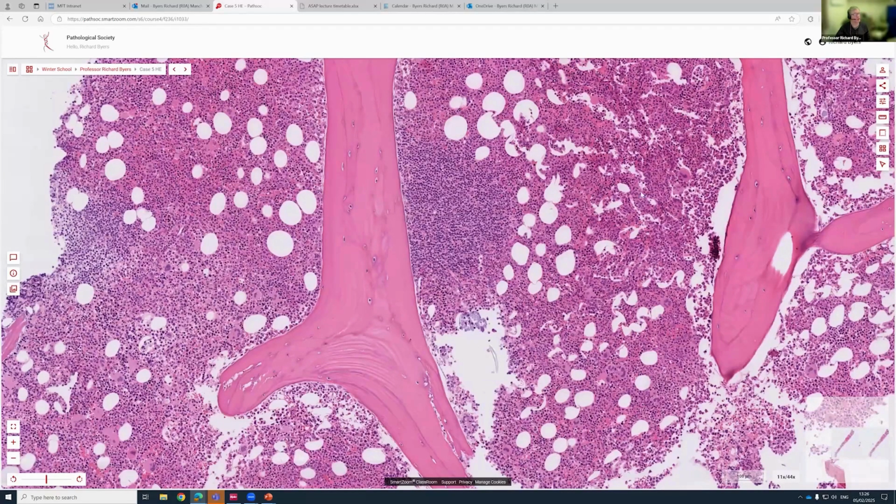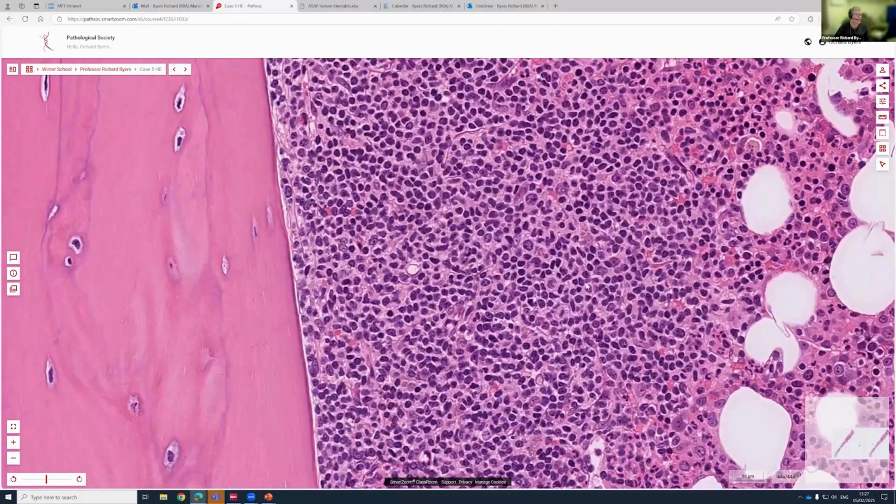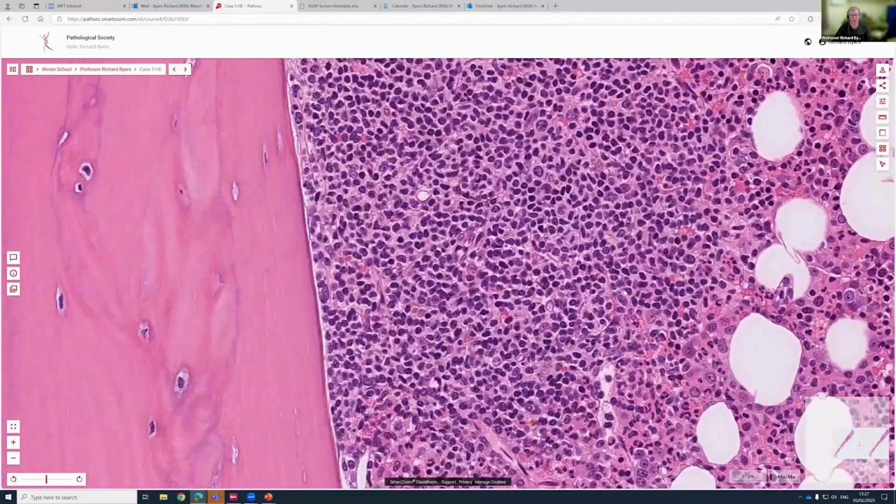Okay, and you can see here, in contrast to the AML, that you've got normal hematopoiesis or reactive hematopoiesis distinct from the infiltrate, whereas in the acute leukemia, it was everywhere. The change was everywhere. So then it's a matter of looking in to see what the cells are like. Now, using morphology to try and see what the cells are like is very difficult and kind of unreliable, really.